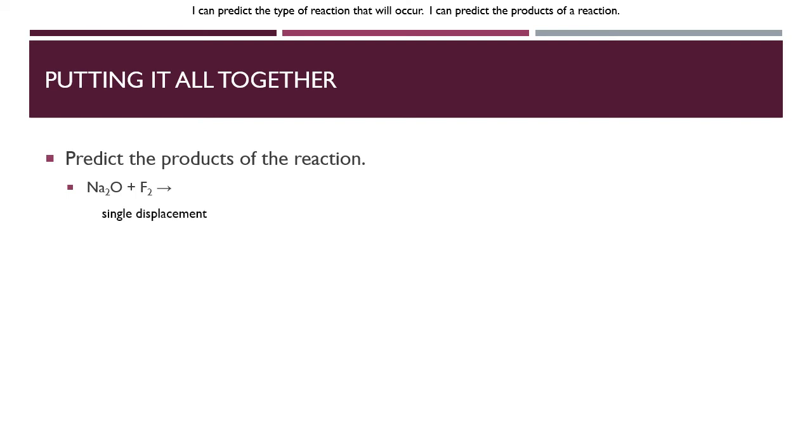So this will be single displacement. We know this because we have a free element, fluorine, reacting with a compound. So the fluorine will take the place of the like charged element. Well, fluorine is a nonmetal, meaning it will gain electrons. It will form an anion. So it will take the place of the anion, the negative ion in the compound. So that's oxygen. So the fluorine takes the place of the oxygen. The oxygen gets kicked out by itself.